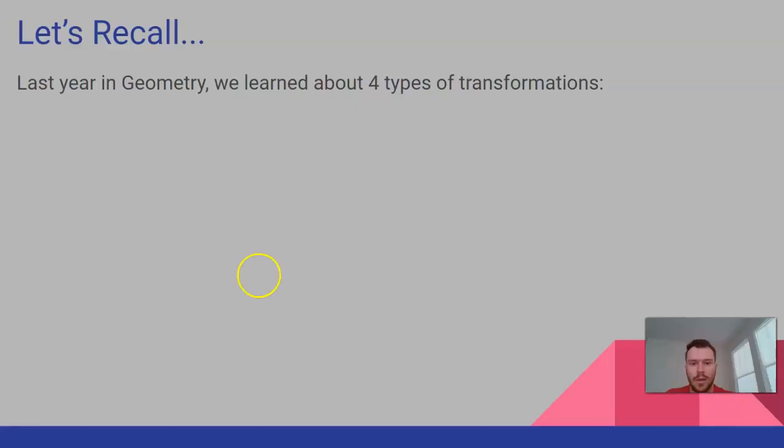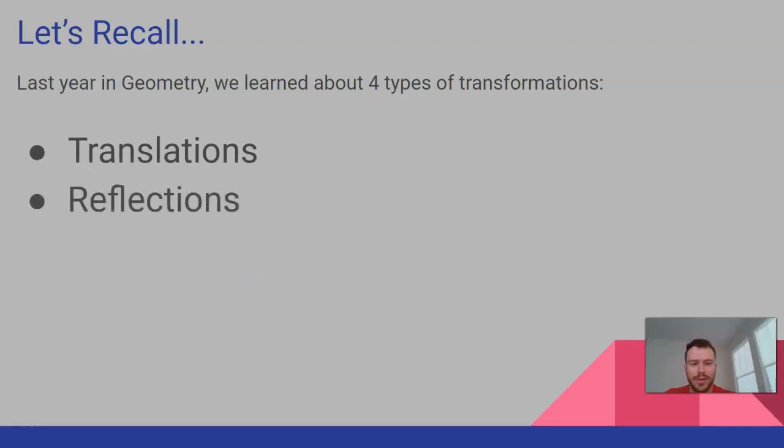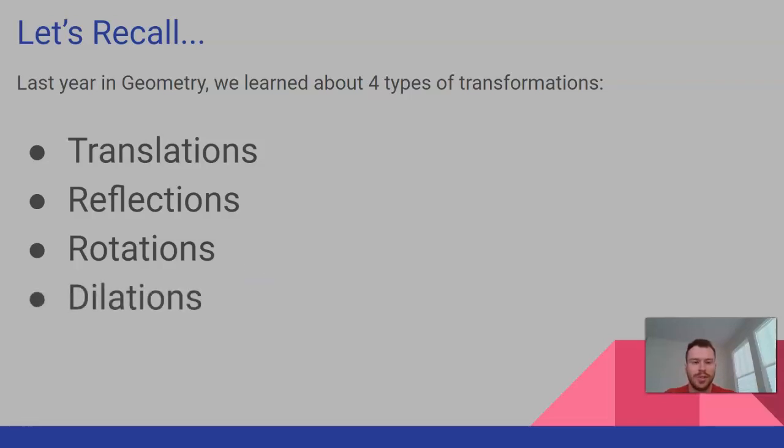Let's get going. Last year in geometry, we learned about 4 types of transformations. One was translations, another was reflections, third one was rotations, and lastly, we learned about dilations. Now, translations, reflections, and rotations, as you may remember, are called congruence transformations. That means when we translate, reflect, or rotate a shape, it is congruent to the original figure.